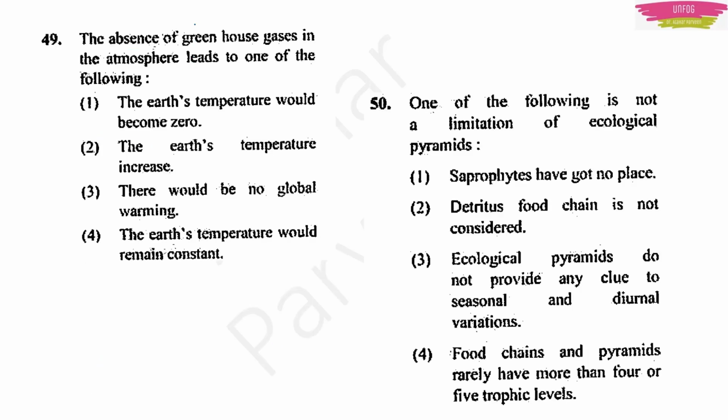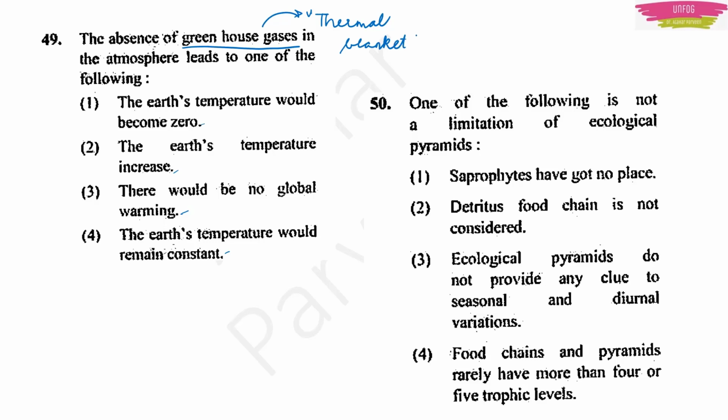Next we have, the absence of greenhouse gases in the atmosphere leads to one of the following. The options are given as: the Earth's temperature would become 0, the Earth's temperature would increase, there would be no global warming, the Earth's temperature would remain constant. So, these greenhouse gases are actually also known as the thermal blanket of the Earth.